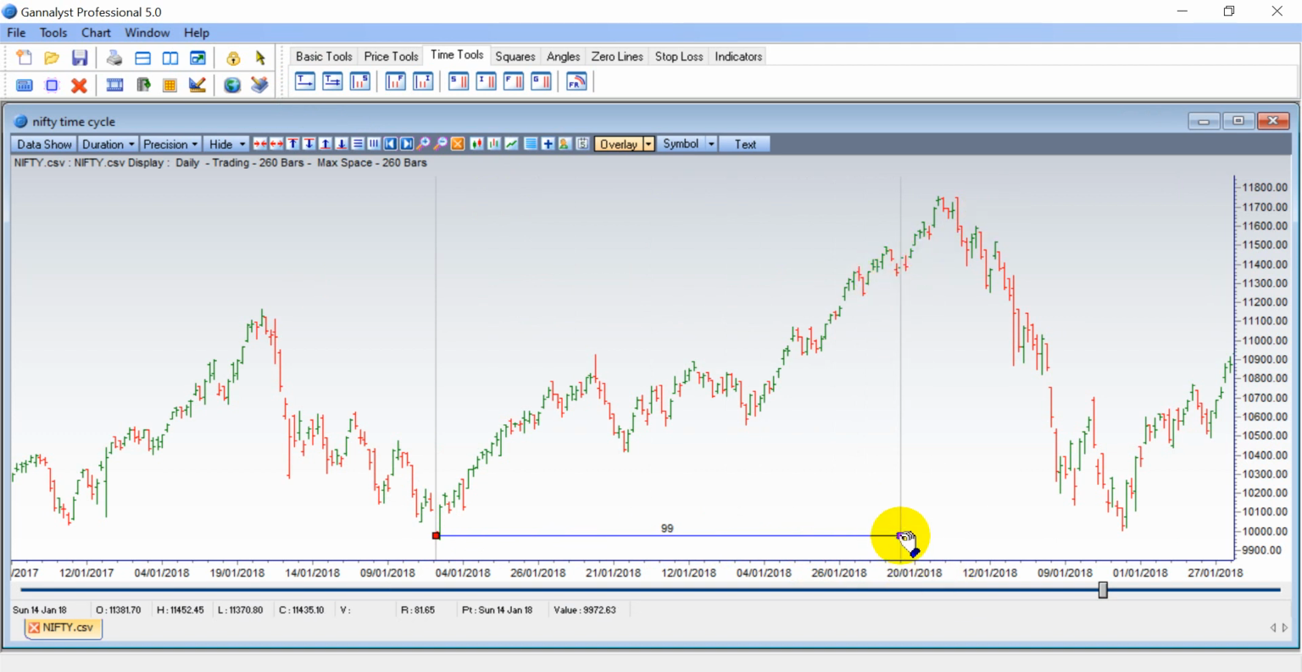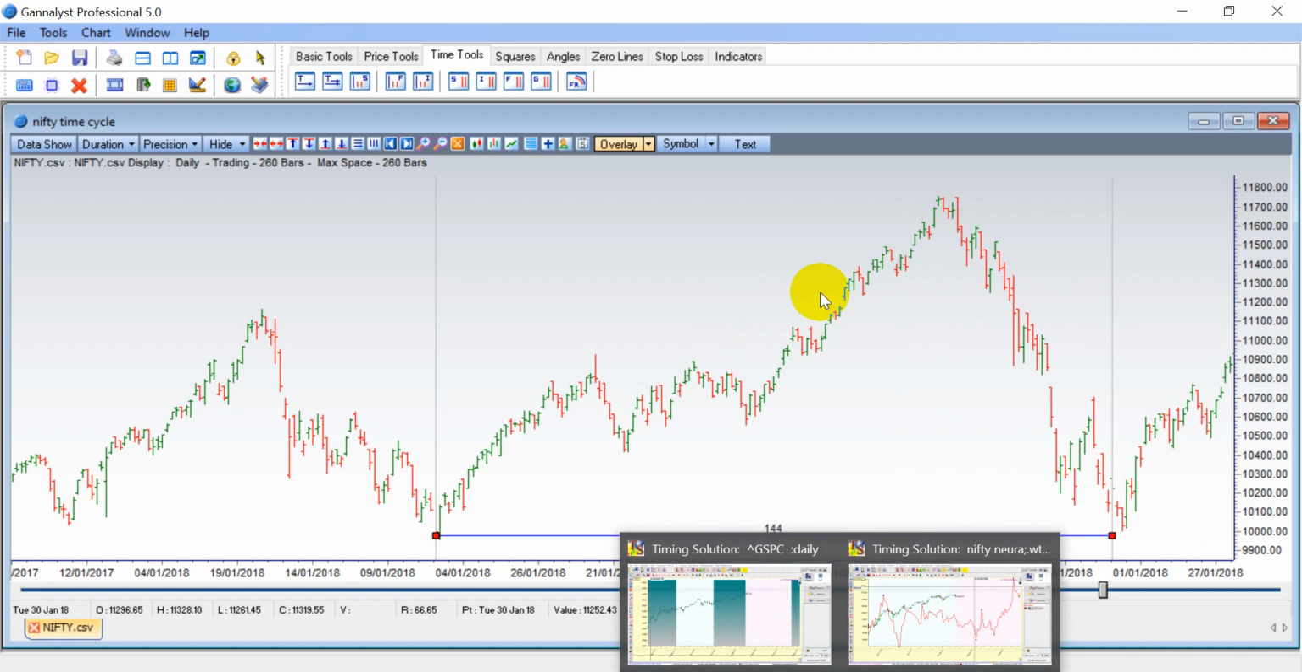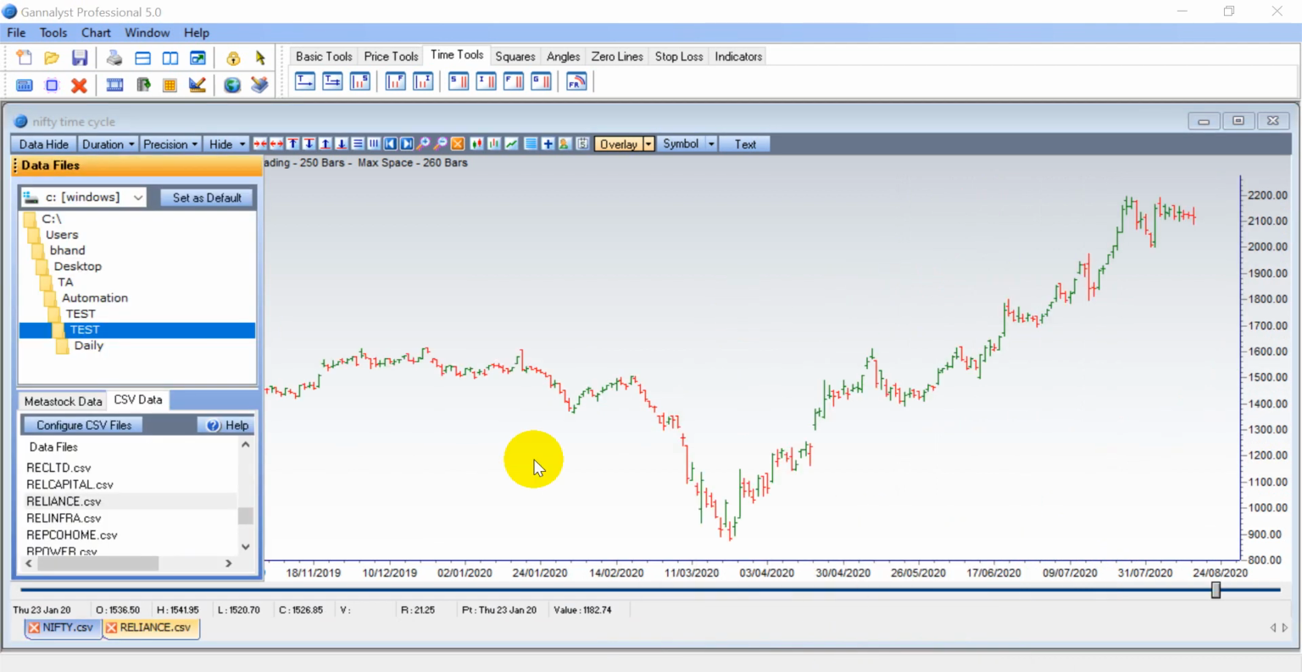Then you can scale it up to the 144th bar. Sometimes it is give and take 1 or 2 days. So it made a bottom after 2 days, and there was a strong reversal in the market. Now this is a Reliance chart which is open in front of you. I wanted to show you on this also.